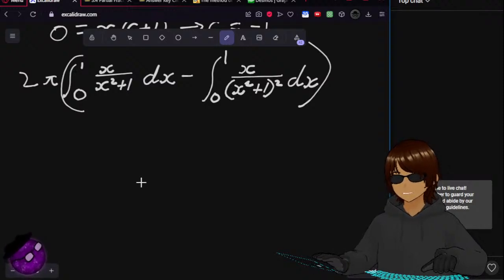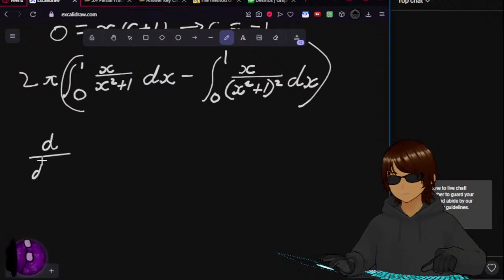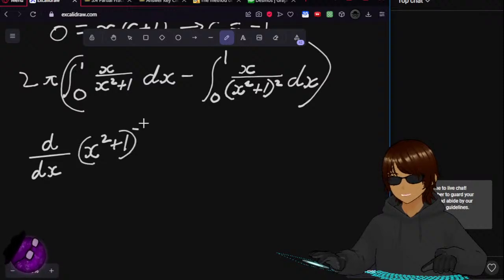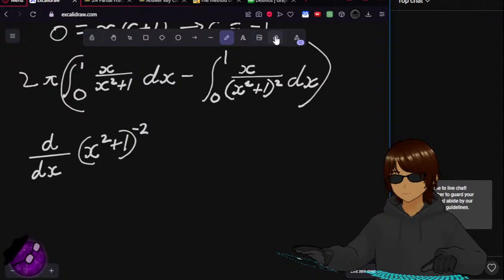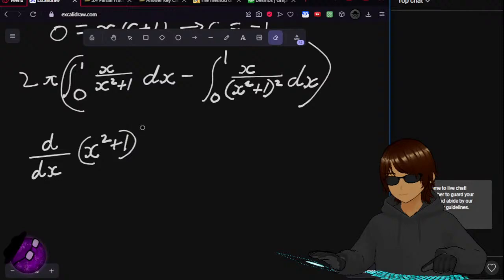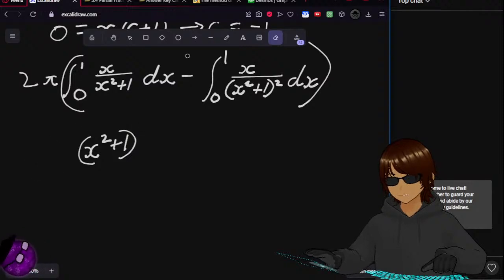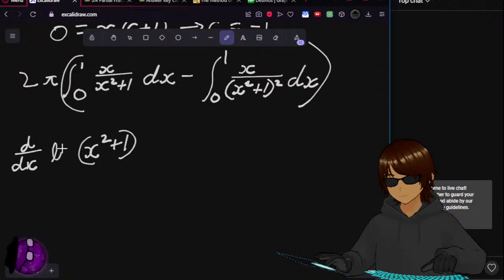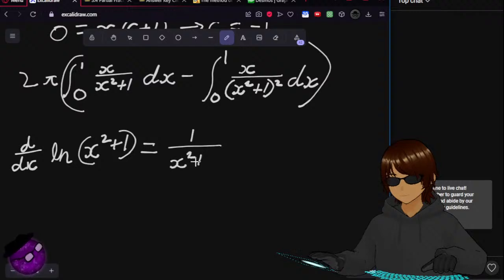Let me think about how I can derive this. Derivative of x squared plus 1, actually ln of x squared plus 1. And the derivative of the inside is 2x.